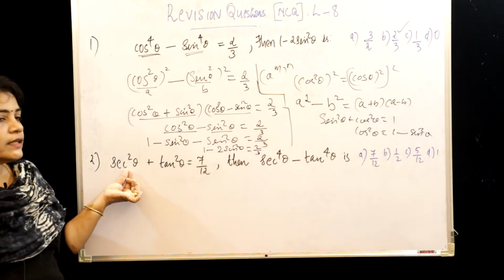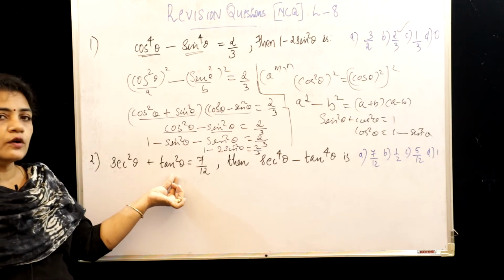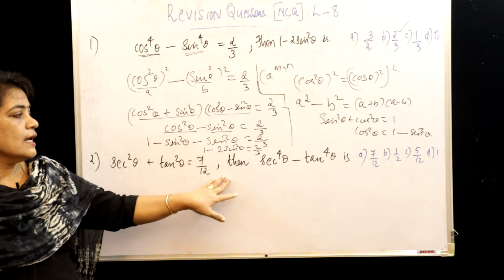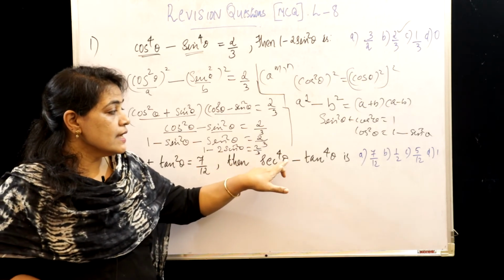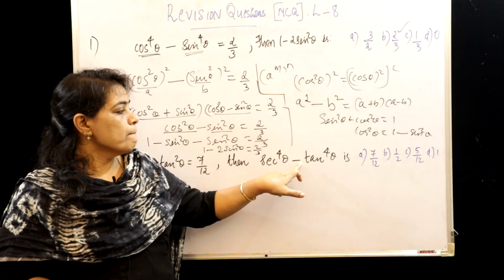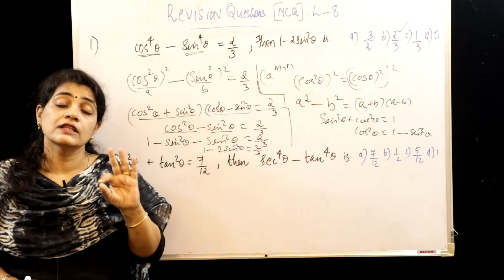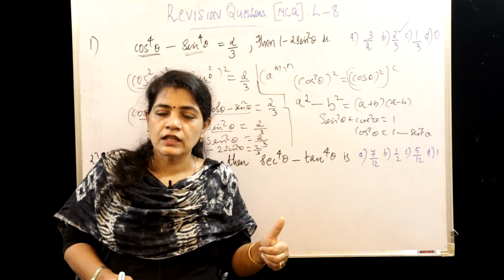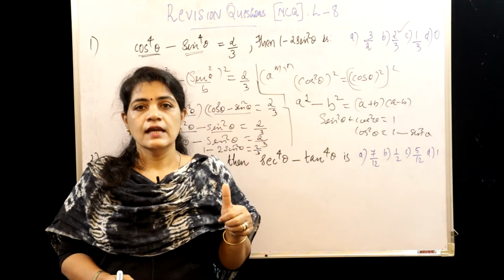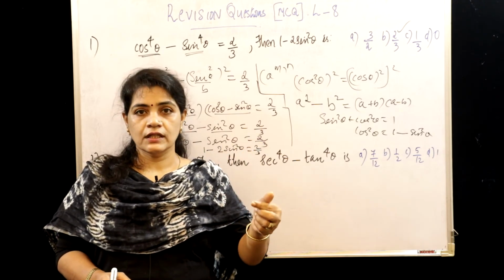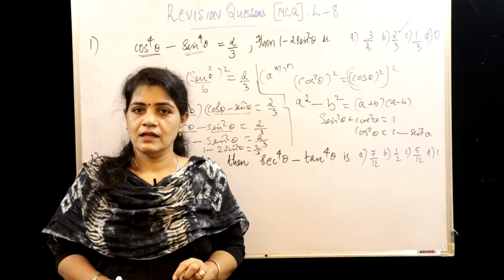So sec square theta plus tan square theta is given as 7 by 12. What is asked? What will be sec raised to 4 theta minus tan raised to 4 theta? See children, we have three identities. One is sin square theta plus cos square theta equal to 1. Second identity is in terms of sec and tan, that is sec square theta minus tan square theta.